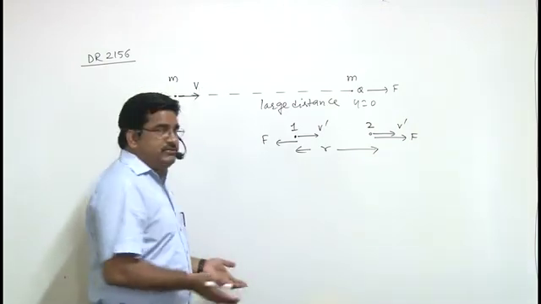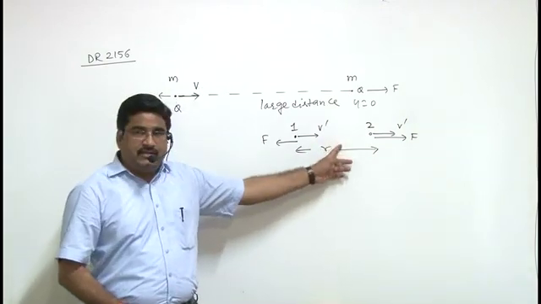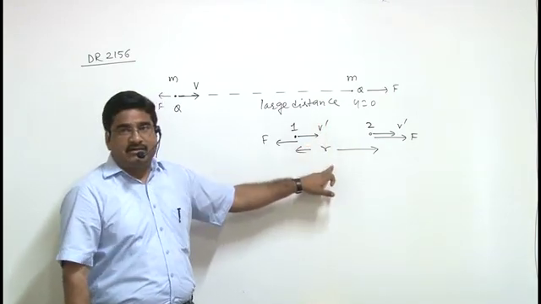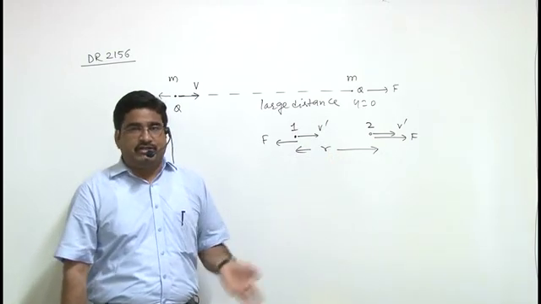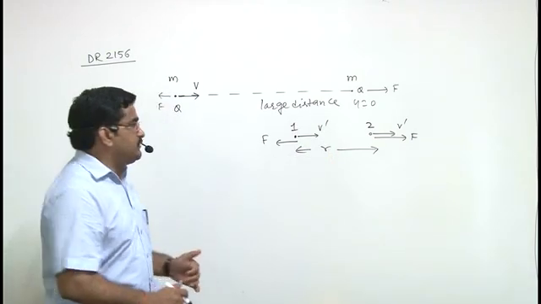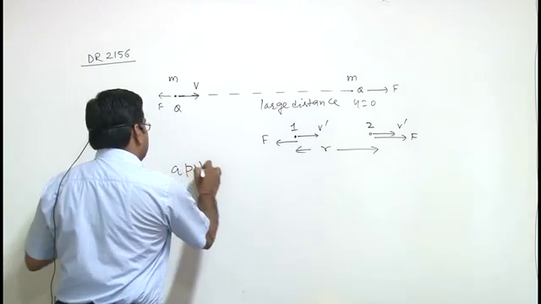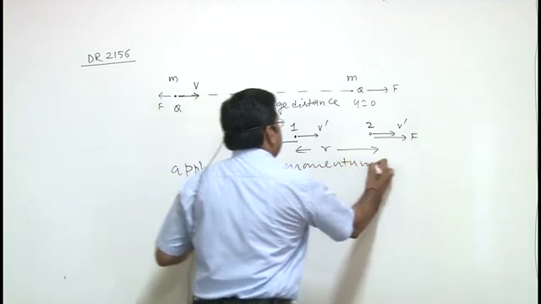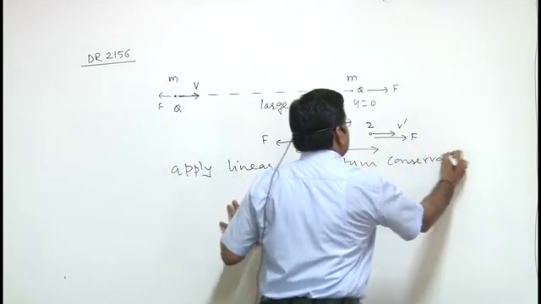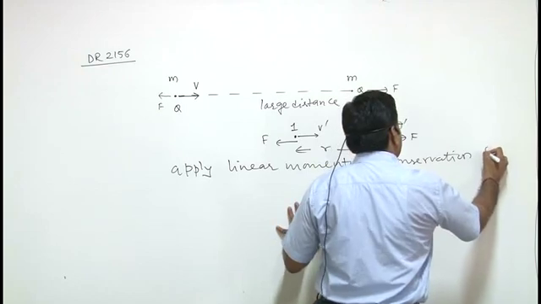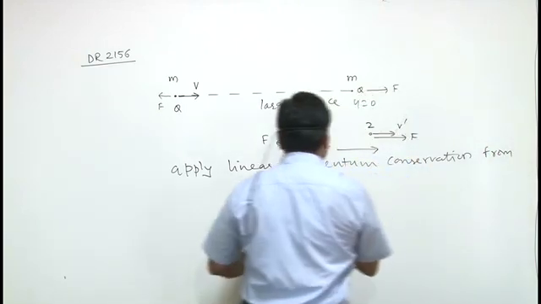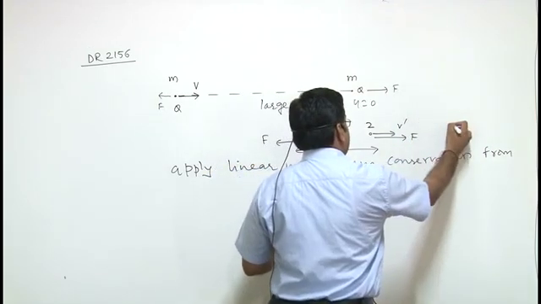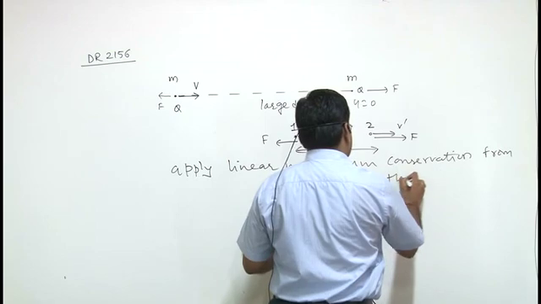Now how to find out this distance? In this diagram we have two unknowns. They are v dash and r. So we need two equations to find out the value of r and v dash, and those two equations are: apply linear momentum conservation from initial to this position.